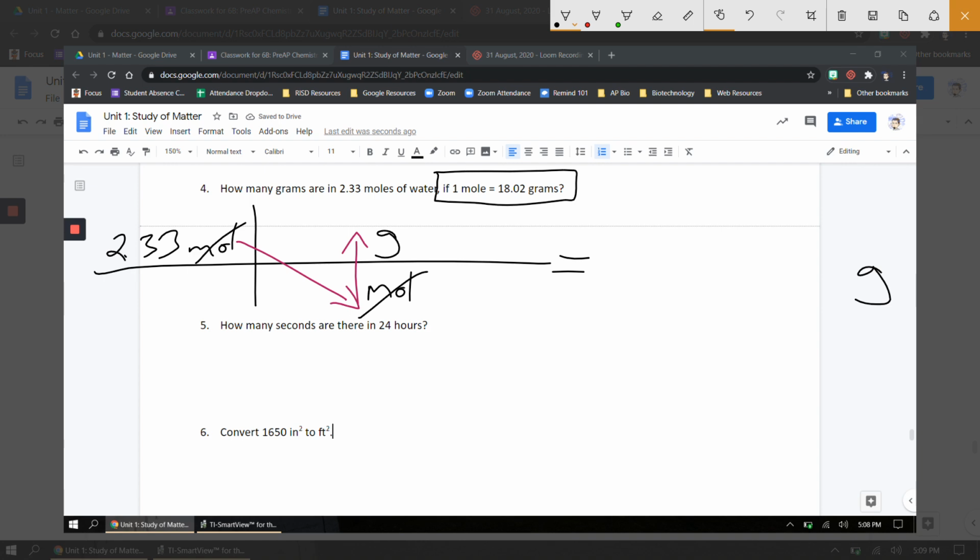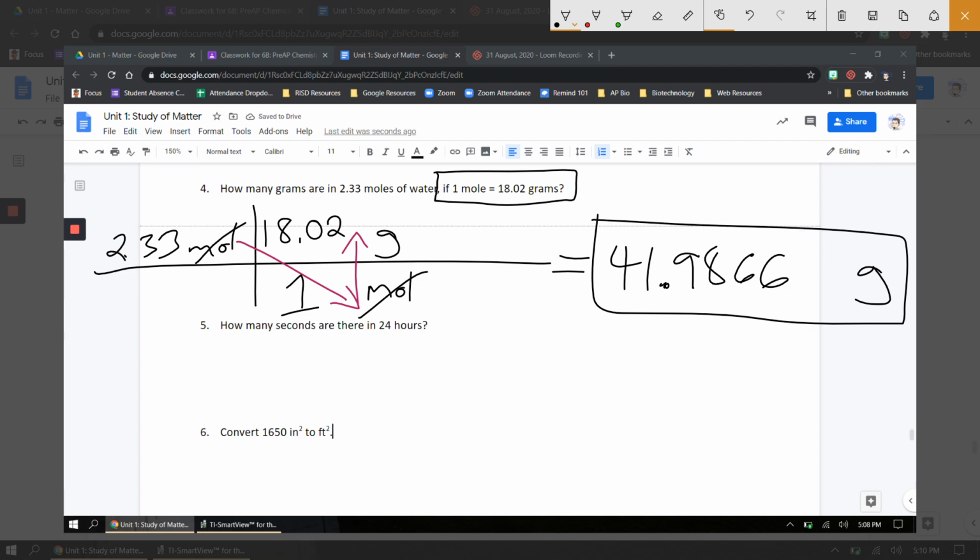Okay? All right, now all I have to do is put in my conversion factor. It tells me that 1 mole is equal to 18.02 grams for water, specifically for water. All right, so I'm going to take my calculator. I'm going to do this in one simple step. I'm going to do 2.33 times 18.02 divide by 1 equals, and I get my final answer. My final answer, according to my calculator, is 41.9866. That is going to be your number of grams, or the amount of mass, that is 2.33 moles of water.